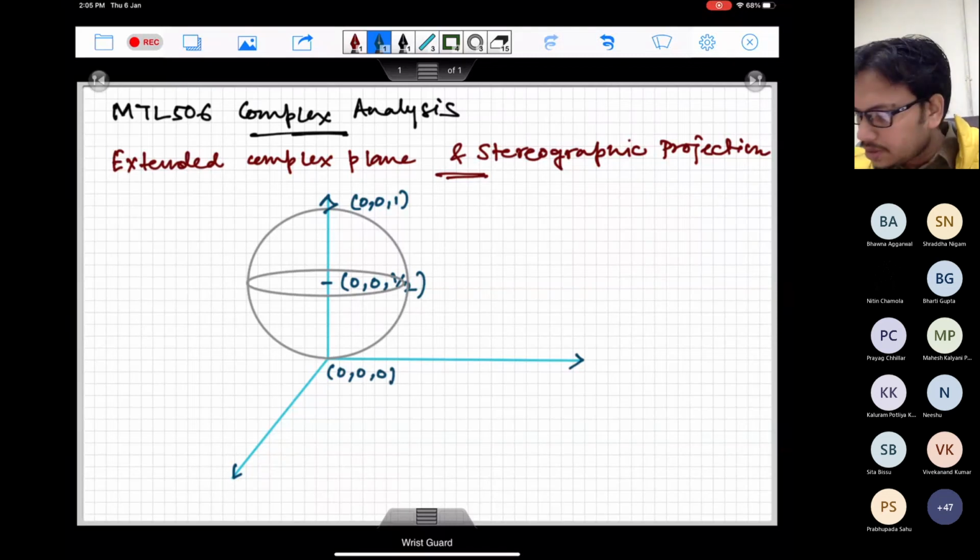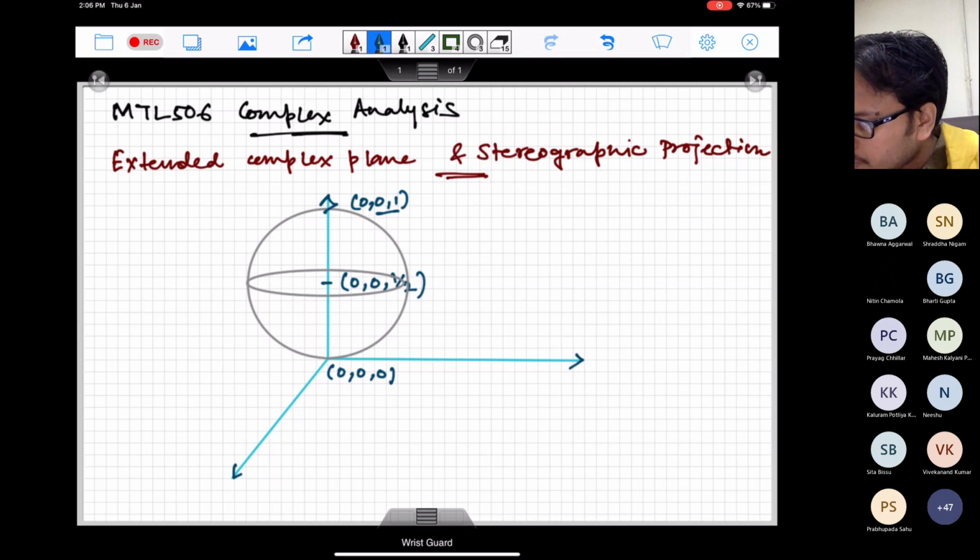Now the point is that I want to identify complex points on the complex plane with points on this sphere, except for the one at the north pole. That point, (0, 0, 1), is not going to be identified with any of the points in C, but I am going to identify all the other points with points in the set of complex numbers. So how do I do that?